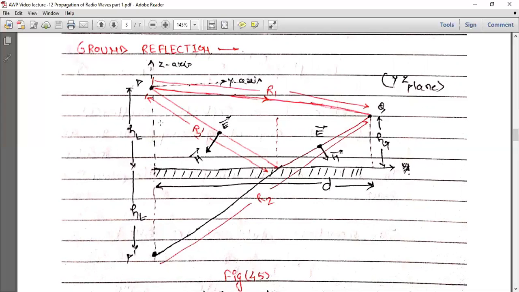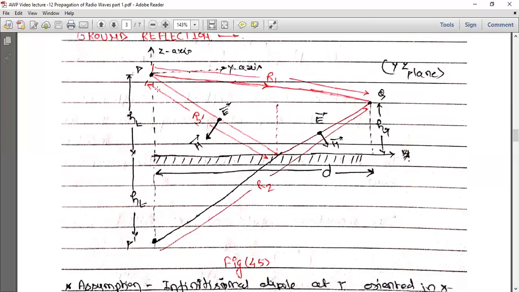So now our objective is to find the net field at point Q due to the infinitesimal dipole placed at point P in the presence of this ground plane. For making some simplifications, we consider that the dipole placed at point P is along the x-axis. This is the z-axis, this is the y-axis, and the x-axis is towards yourself, out of the plane of paper. As you can see, we are representing it by a dot, which is towards yourself. So the antenna is along the positive x-axis.